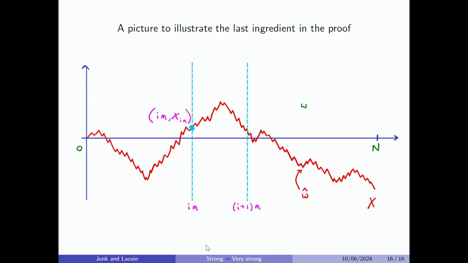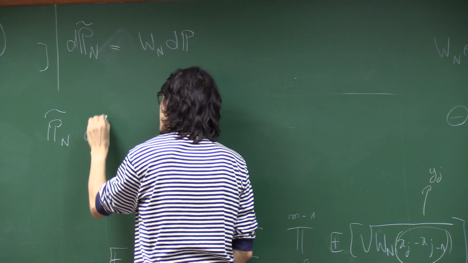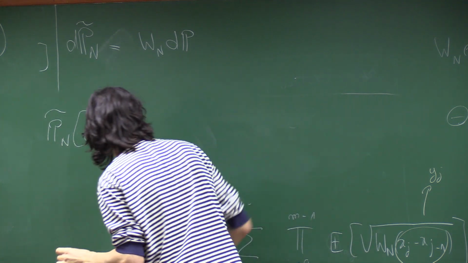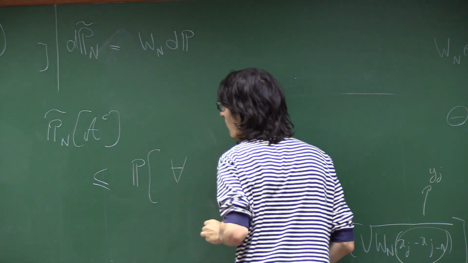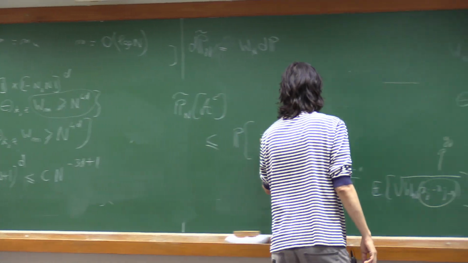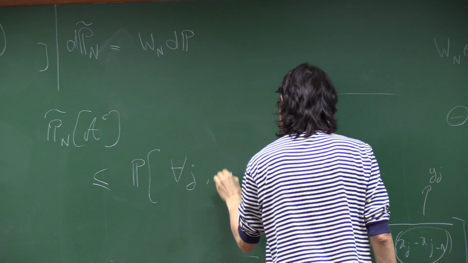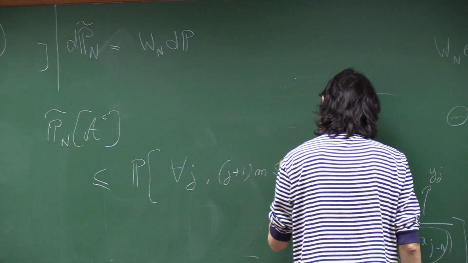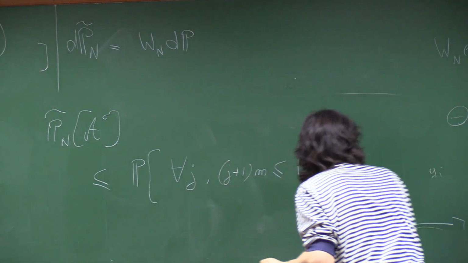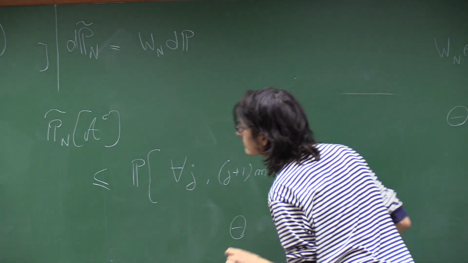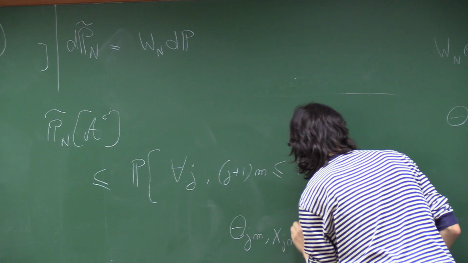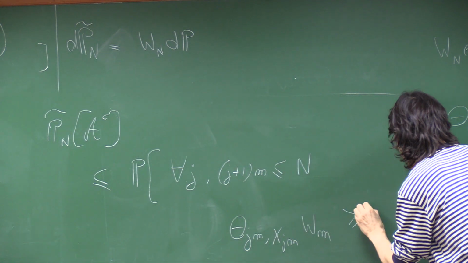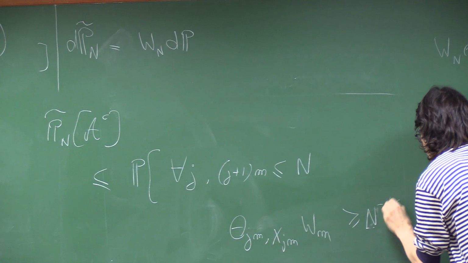So this is the idea. The idea now is to say, if I look at Pn of A complement, this is smaller than the probability that for all j such that j plus 1 m is smaller than n, theta jm x jm Wm is larger than n to the minus 4d.